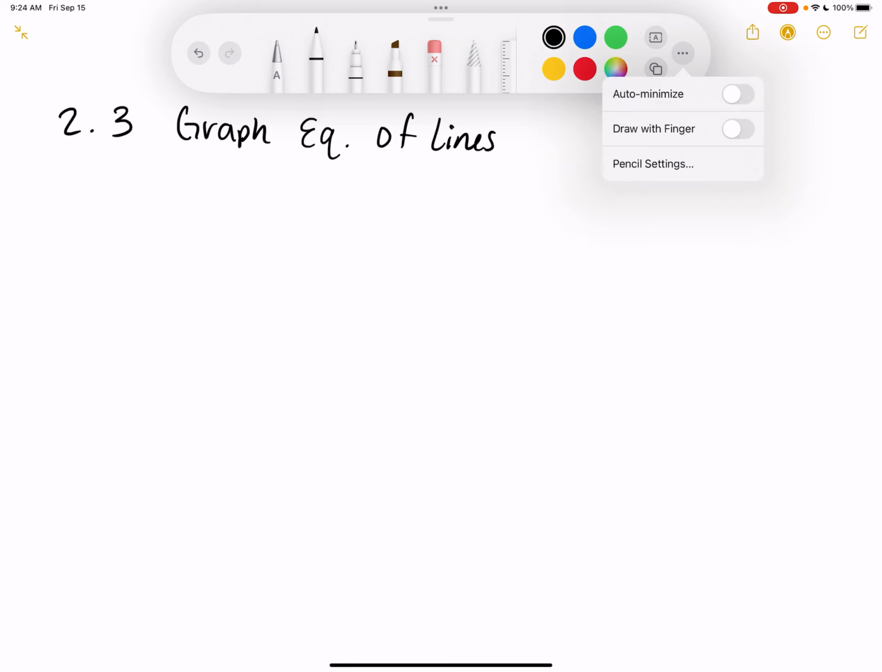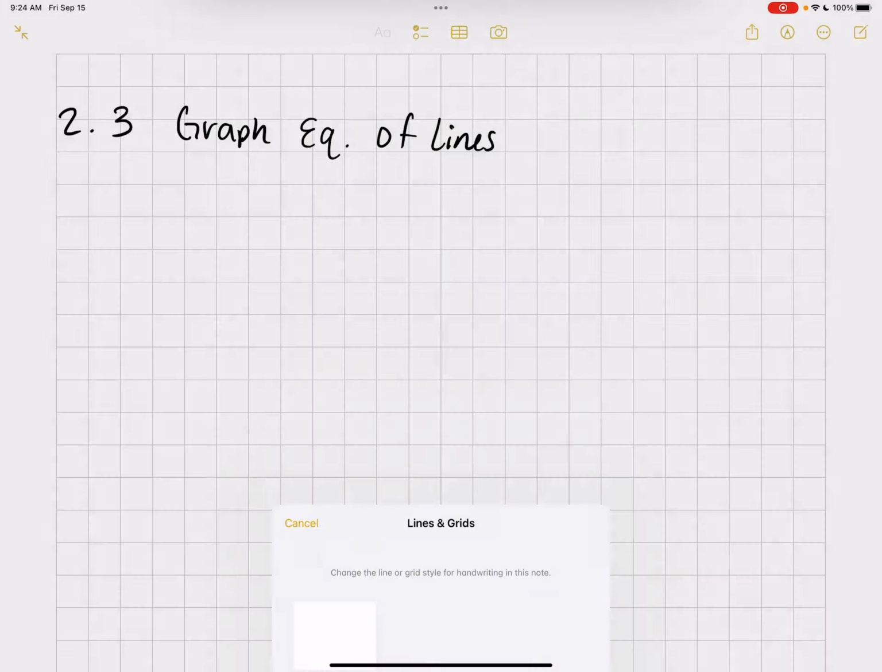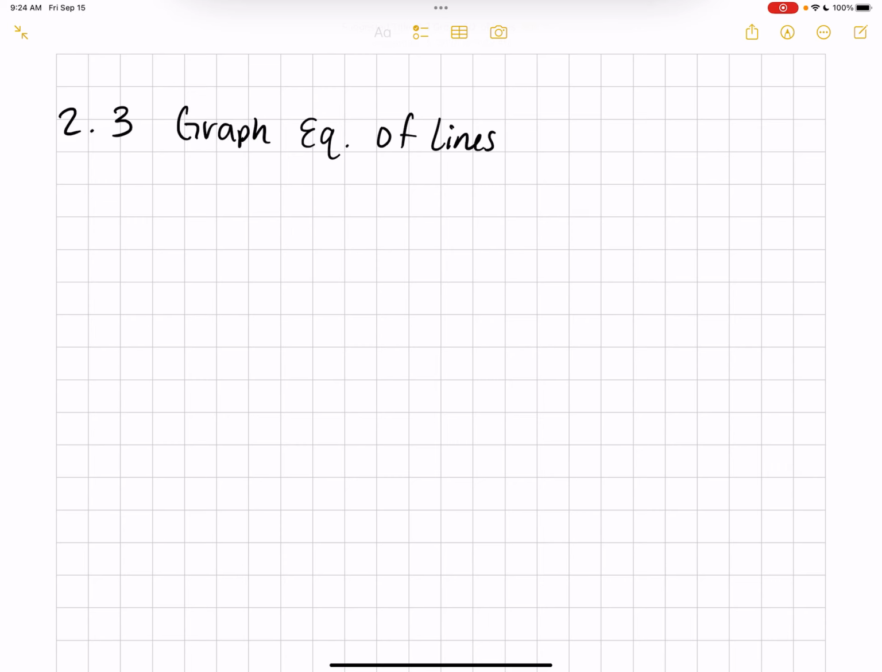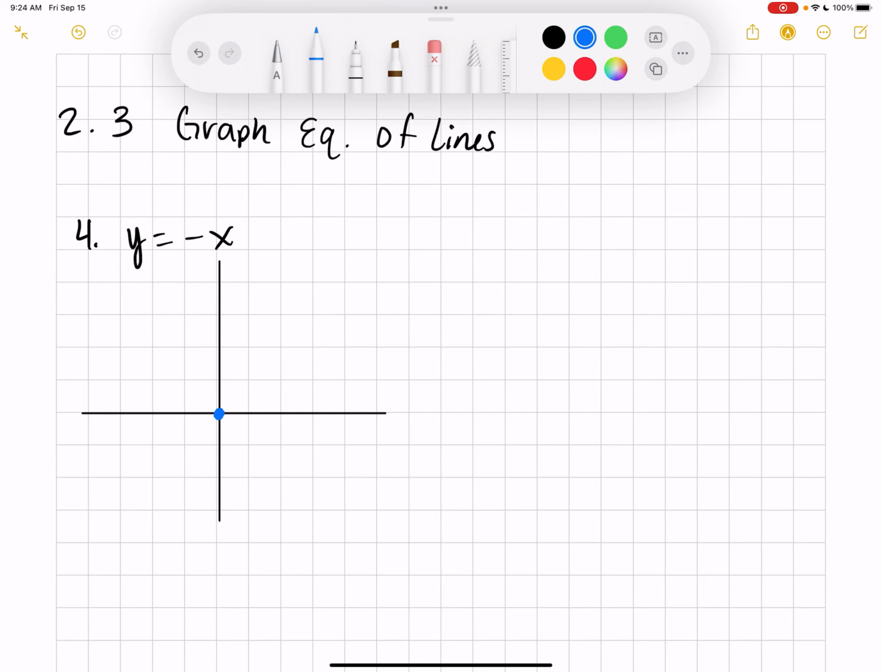All right, let me see. Okay, all right, number 4. y equals negative x. So I have a y-intercept where? 0, origin. Yep, 0. And what is my slope? Down 1. Down 1, right 1.